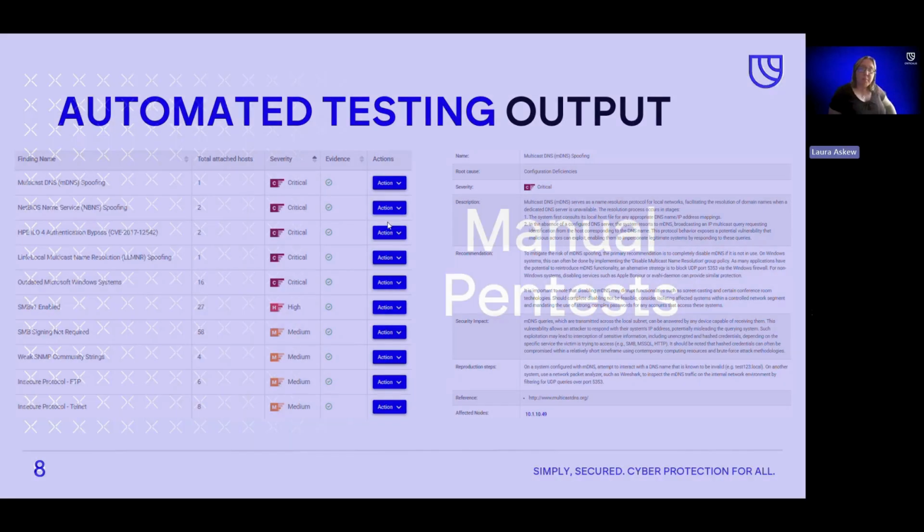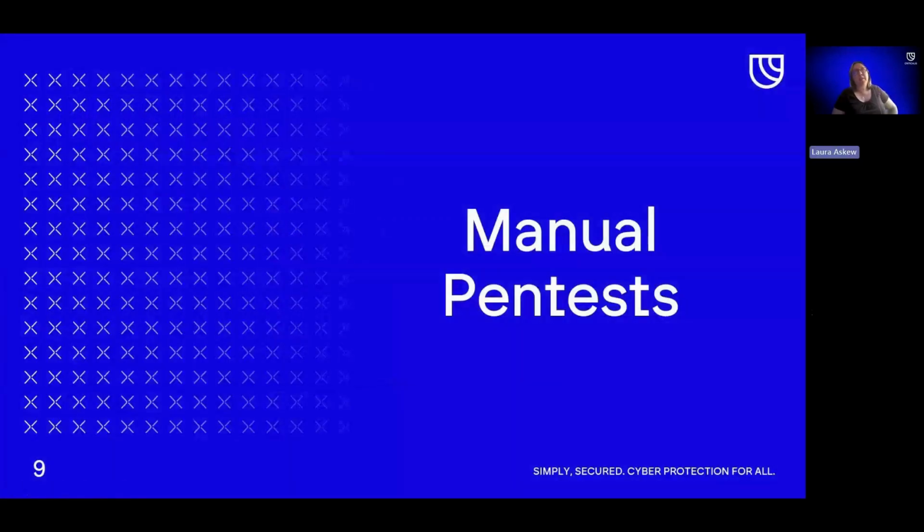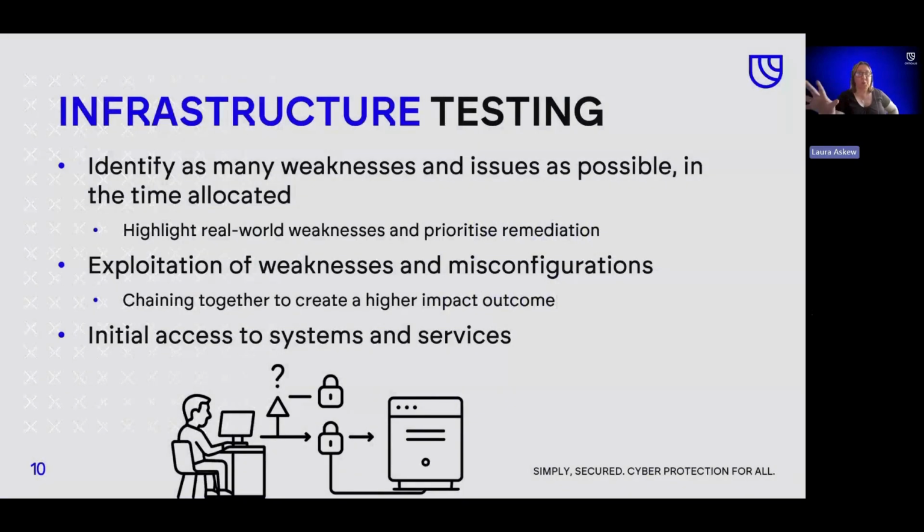So manual testing. I think manual testing is more objective driven, and it's more defined by the scope and what it is that you want to achieve. So infrastructure testing, as I said before, historically we would think external. A lot more these days we look internal. Quite often we do both at the same time with the customer. So you're looking at the external, what can we achieve, and you're putting a box on the internal.